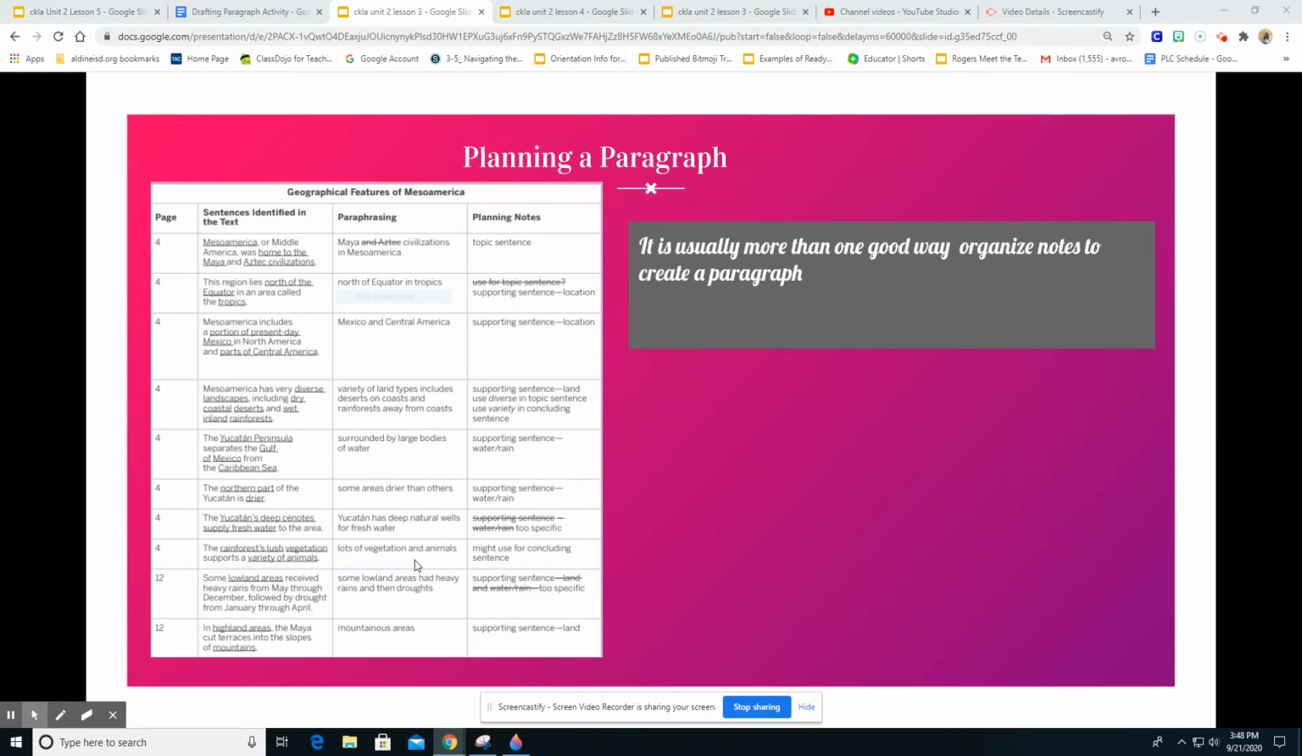So boys and girls, this is a way to plan. First, you're going to identify sentences from the text that match your main idea, what you're writing the paragraph about. As you do that, you're going to cut down and read these sentences and see how they would match, and you would paraphrase them as I did in the second column. Then your planning notes is where you're going to place them. Is it going to be the topic sentence? Is it a supporting sentence? Is it too detailed or too specific to be anything? I'm just going to cross it out. So that's another way to plan your paragraph.